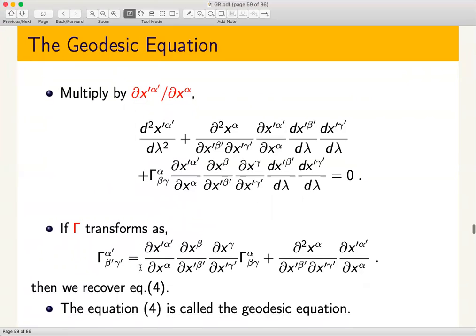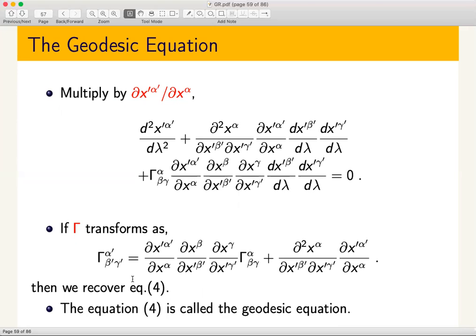But that is not to be. In fact, gamma does not transform homogeneously. Gamma necessarily has an inhomogeneous piece of this kind. And if you have an inhomogeneous piece of this kind, then of course gamma cannot be interpreted as a tensor. So the inhomogeneous piece is the one which is responsible for the non-tensorial transformation property of gamma.